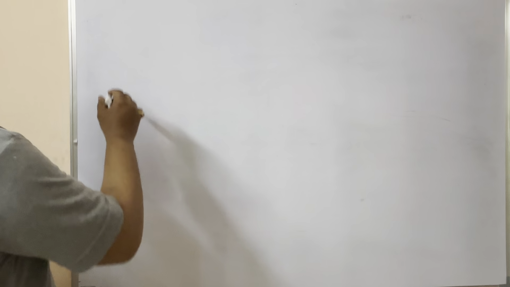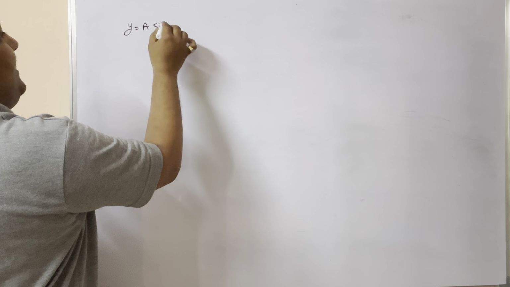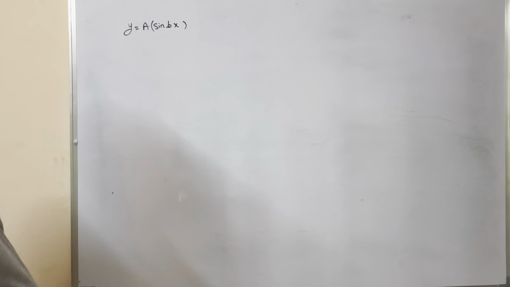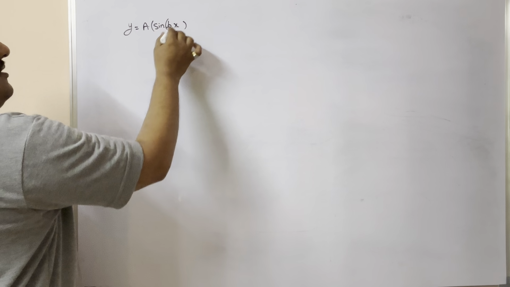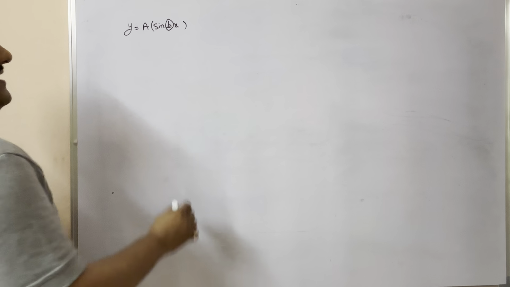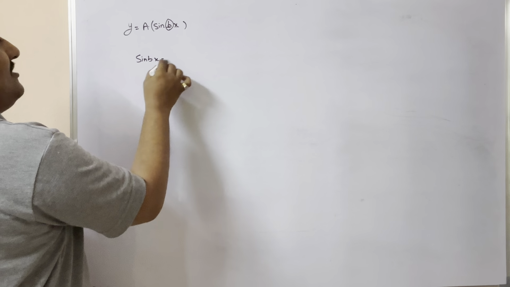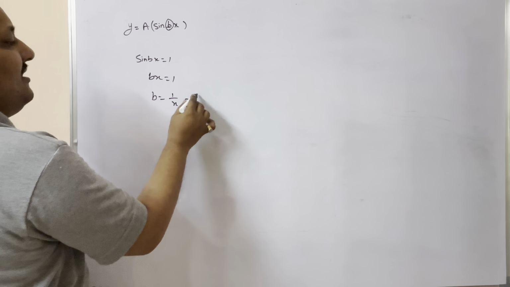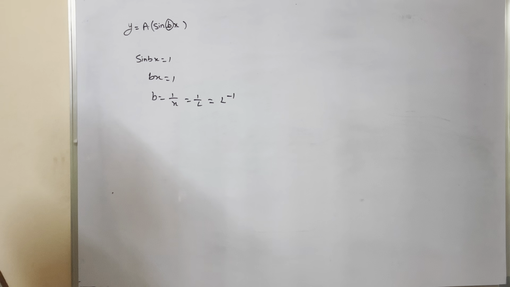So, let us assume they gave y is equal to a sine bx. What is the dimension formula for b? They will ask. At the time, sine bx is going to be 1. So bx is going to be 1. b is going to be 1 by x, L power minus 1, as x is going to be distance.